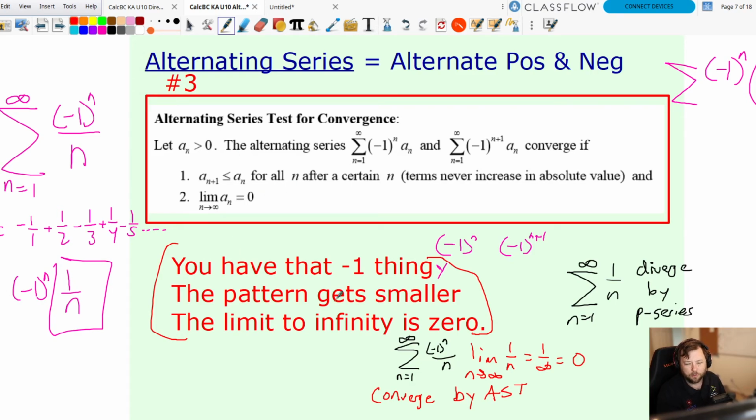Typically, I hate the rules here. The pattern has to get smaller, the formula or whatever. I don't know what the technical term is right now. But typically when the terms go to 0, don't they always get smaller? I guess the only case where it wouldn't get smaller is if it was below the x-axis and getting bigger. So you almost don't need to test for that one. You just have to test the limit going to infinity. You're probably going to be fine. If it goes to 0 and it has the negative 1 factor, it will converge.